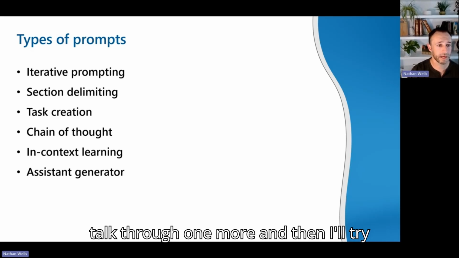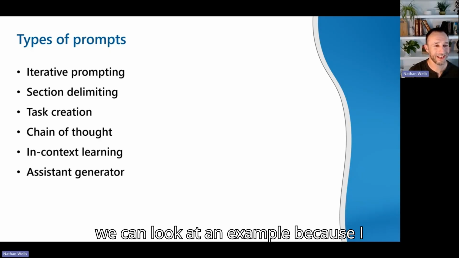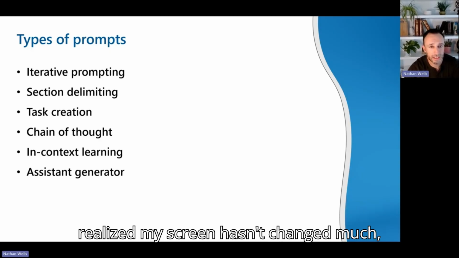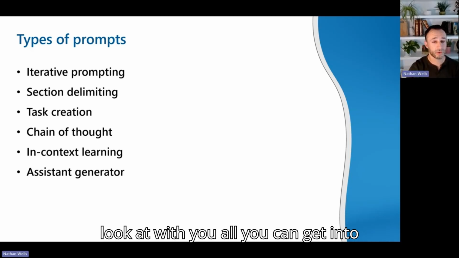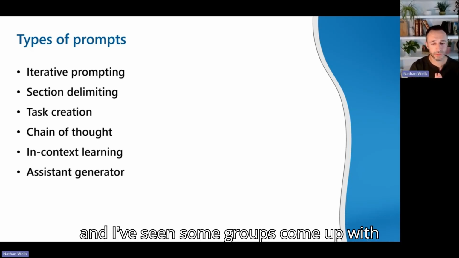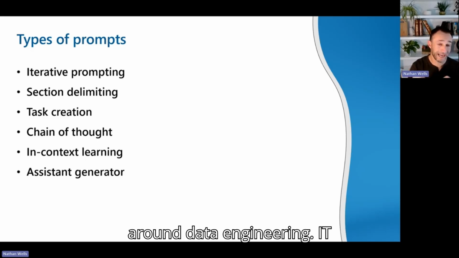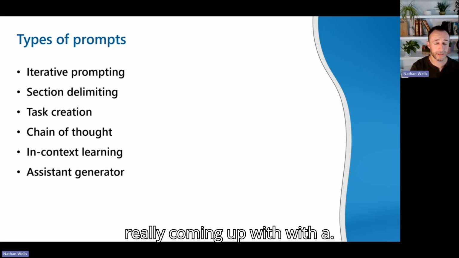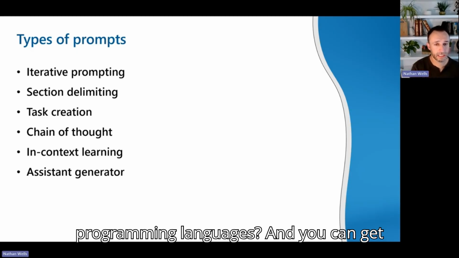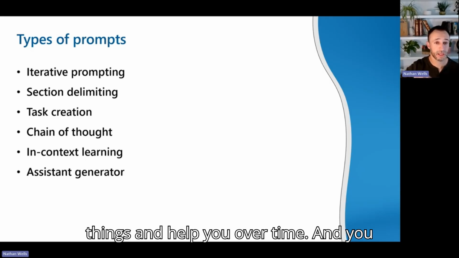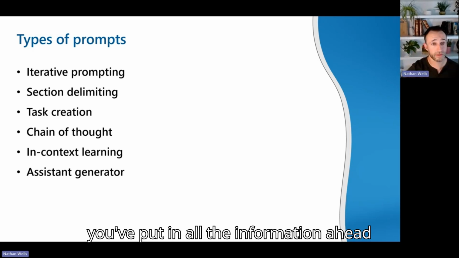But I want to talk through one more, and then I'll try to pull this up in a second so we can look at an example, because I realize my screen hasn't changed much. But assistant generator. This one is the only long form prompt that I'm going to look at with you all. I've seen some groups come up with some very long form prompts, specifically around data engineering, IT, programming. How are you using different programming languages? And you can get really long prompts that help answer things and help you over time. And you can keep using the same one because you put in all the information ahead of time.